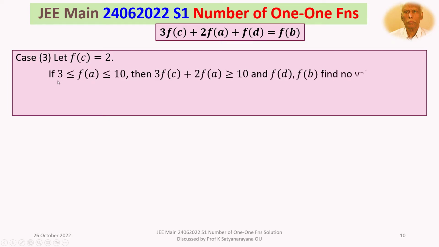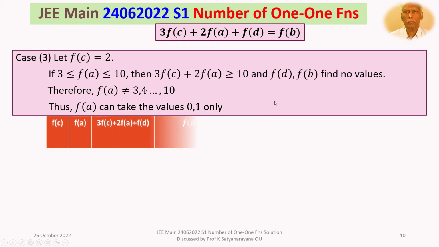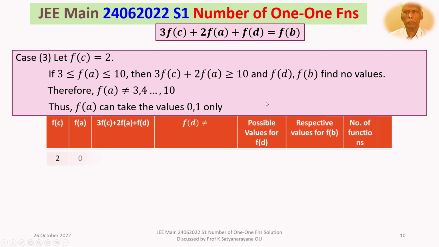If f(a) takes value 3, then 3 times f(c) is 3 times 2, that is 6, plus 2 times f(a), which exceeds 10, and thereby f(d) and f(b) find no values. Therefore f(a) cannot take values 3, 4, 5 up to 10, and f(a) cannot take 2. So f(a) can take only 2 values, 0 and 1. Only 2 values are left, and that is tabulated here.